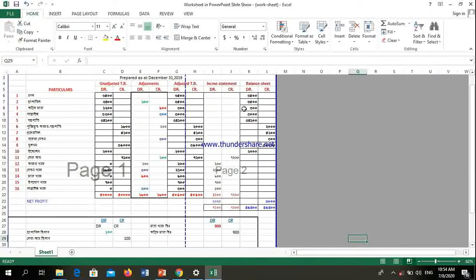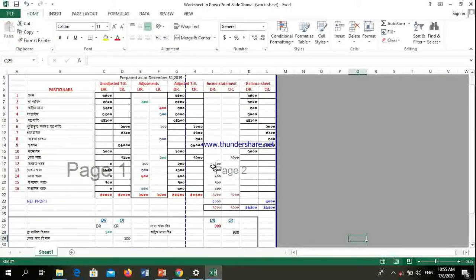Then advance rent, and after that supplies, machineries, accumulated depreciation. So these are all assets. Accumulated depreciation is treated as a liability here, so it will be put into the credit side. Accounts payable is also a liability, it will be put into the credit side. Salaries payable is also a liability. Capital is also a liability from the point of view of the company. And the personal account is drawings, it will be a debit on the balance sheet.